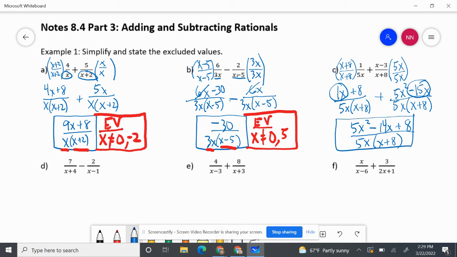Now we're going to find our excluded values. For our excluded values, once again, it's what gives us 0 in the denominator. We have a monomial, so that, of course, means it's 0. And then x plus 8, if we plug in a negative 8, it is equal to 0 in the denominator. Okay, pause the video. Try those next 3 on your own.